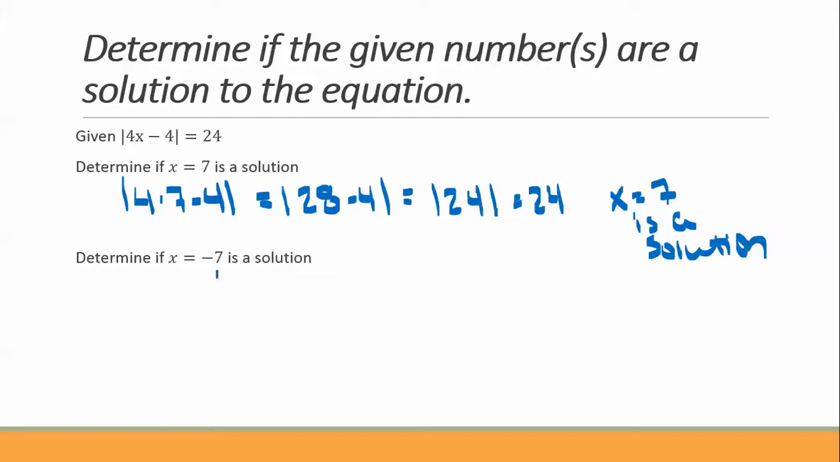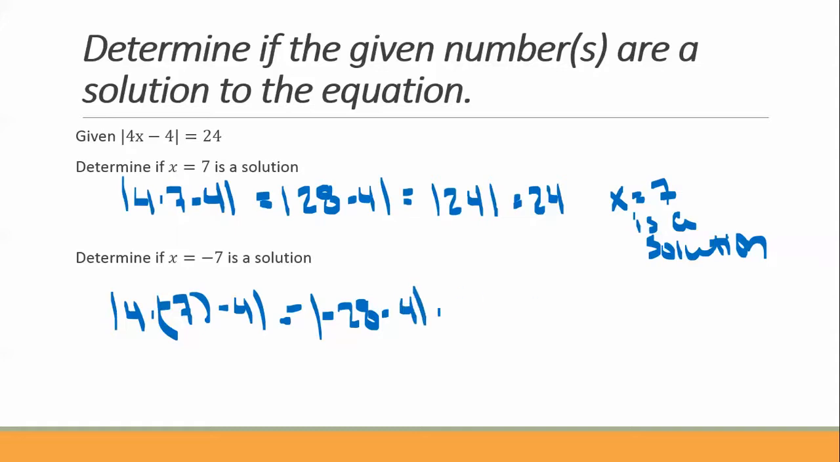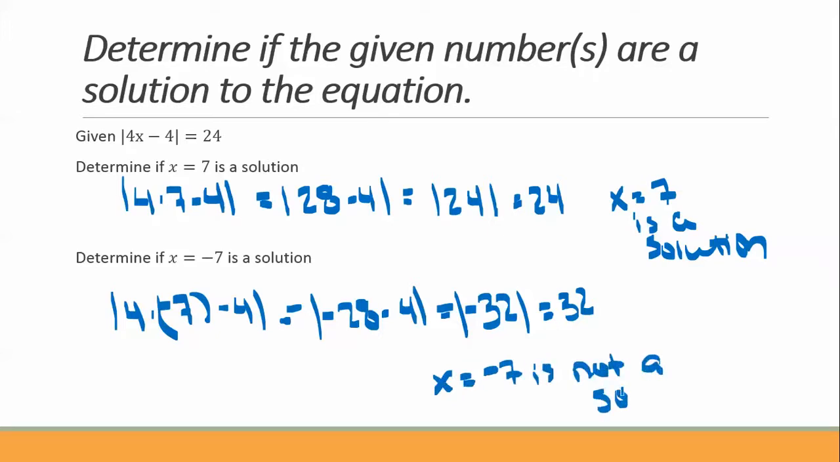So let's check x equals negative 7. So we have the absolute value of 4 times negative 7 minus 4, which is equal to the absolute value of negative 28 minus 4. Negative 28 minus 4 is the absolute value of negative 32, which is positive 32. We want positive 24, so x equals negative 7 is not a solution. I'm going to abbreviate solution now.